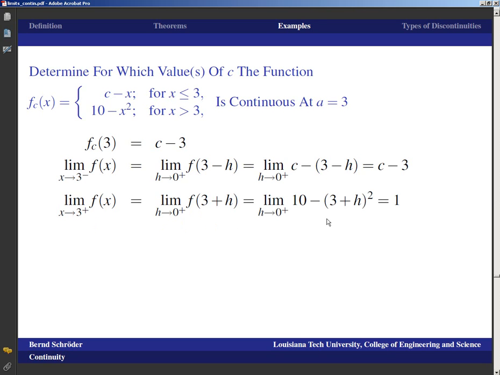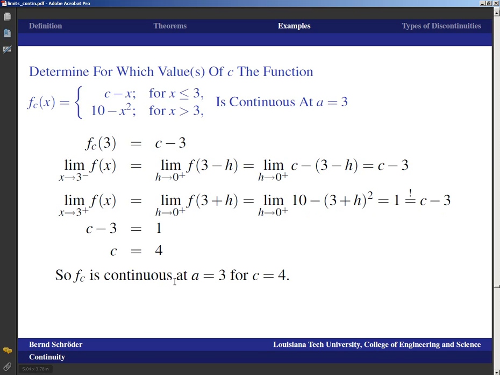10 minus 9 plus a bunch of stuff that's multiplied by h, so that's 10 minus 9, that's 1. Okay, and now what we need is, of course, that the left branch and the right branch are equal. So we set 1 equal to c minus 3, and that gives us c minus 3 equals 1, c equals 4. And so f_c, because this is a family of functions, if you will, is continuous at a equals 3 exactly for c equals 4.